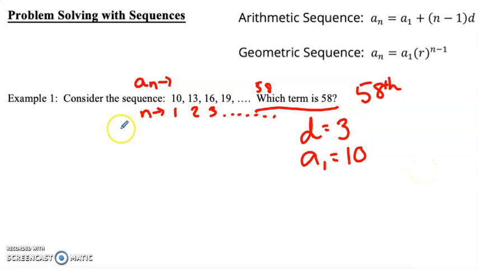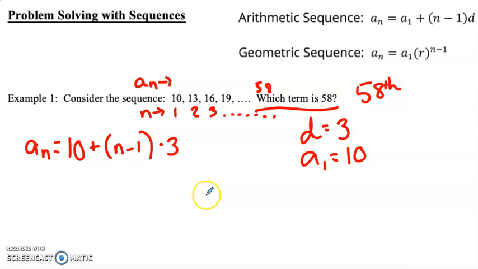So to start off, we're going to write a formula to help us out. So again, this first one will be a sub n equals my a sub 1, which is 10. Don't forget that plus n minus 1. I'm going to multiply that by my common difference of 3. Okay, so we are used to figuring out the 58th term and substituting in 58 for our n value, but we're not going to do that this time.